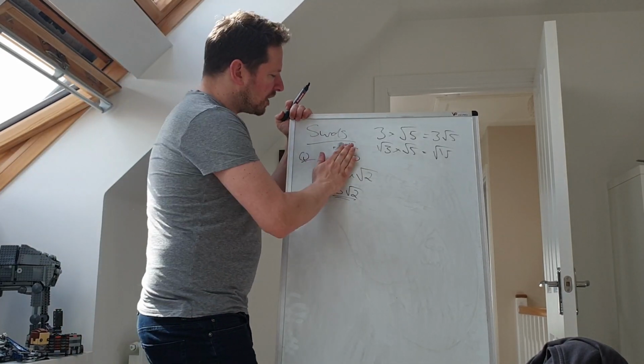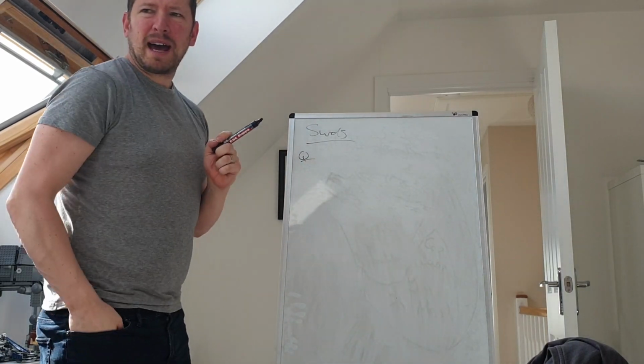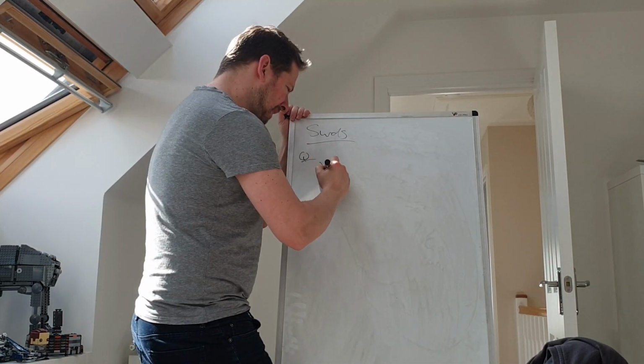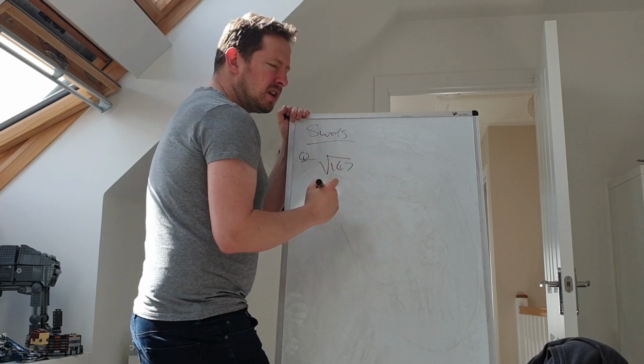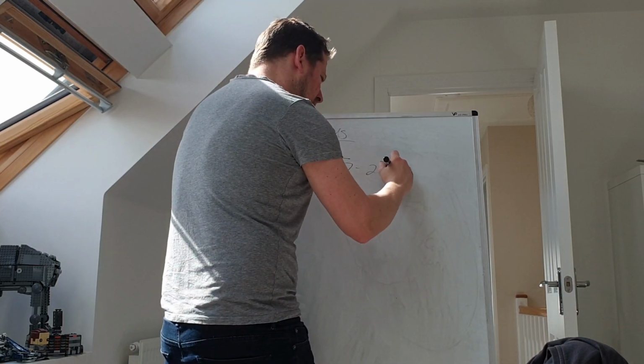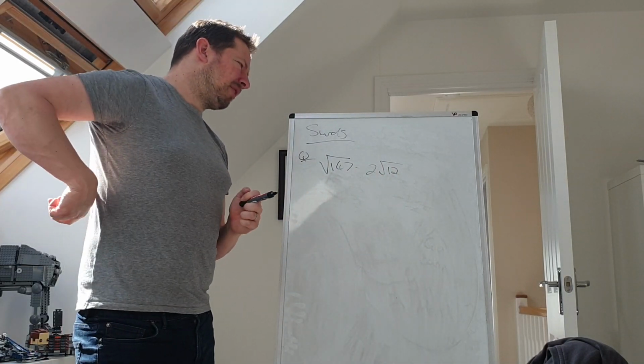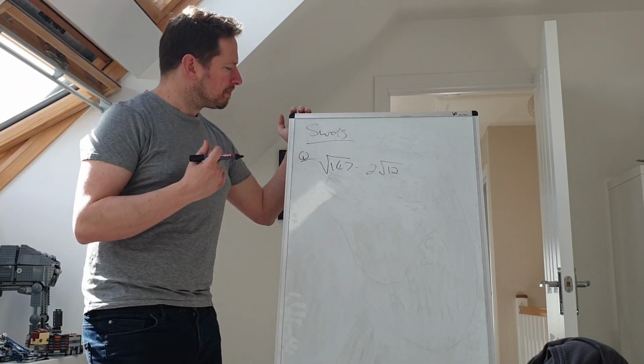So that would be a basic version of that question. So let's see about how we can make them a little bit trickier. Let's do the square root of 147 minus 2 root 12. And we've got to somehow simplify this. Now it looks crazy hard, but it's not.